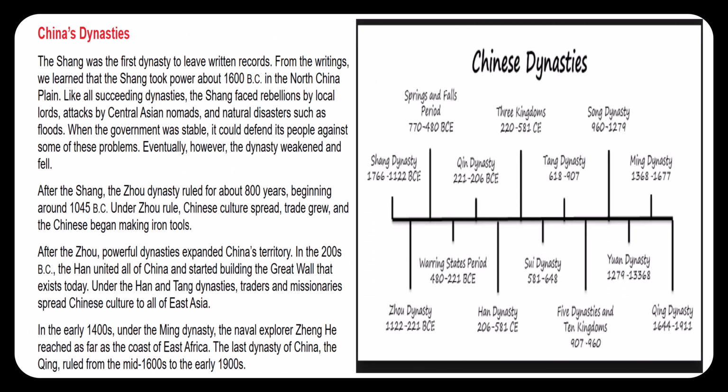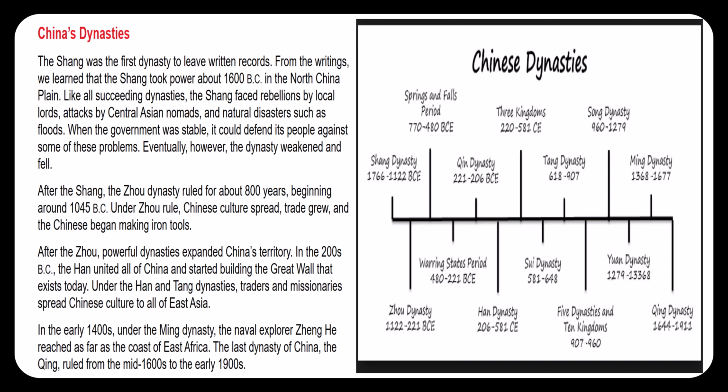China's dynasties. The Shang was the first dynasty to leave written records. From the writings, we learn that the Shang took power about 1600 BC in the North China Plain. Like all succeeding dynasties, the Shang faced rebellions by local lords, attacks by Central Asian nomads, and natural disasters such as floods. When the government was stable, it could defend its people against some of these problems. Eventually, however, the dynasty weakened and fell.